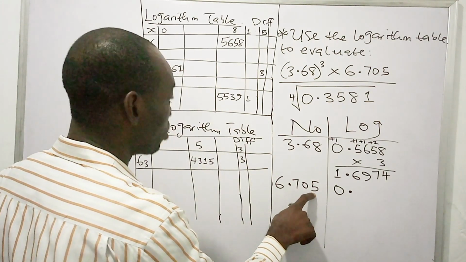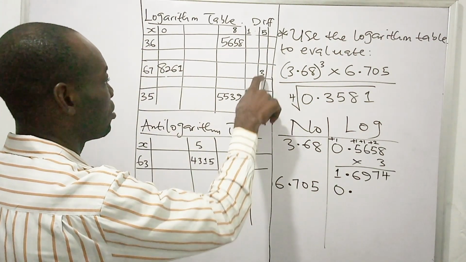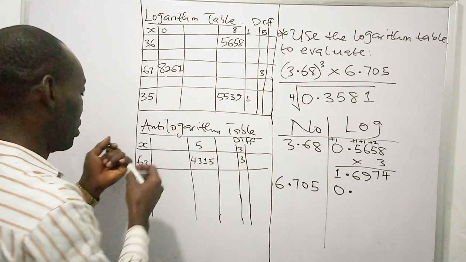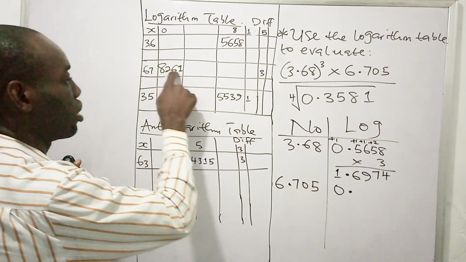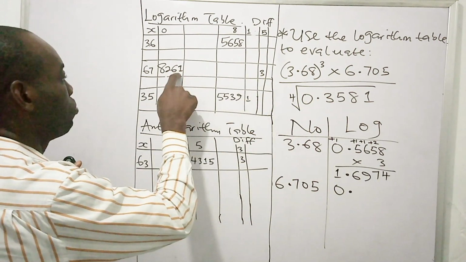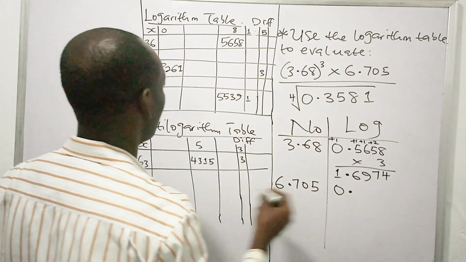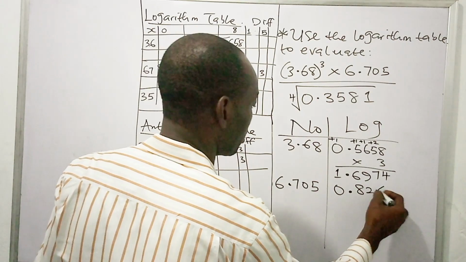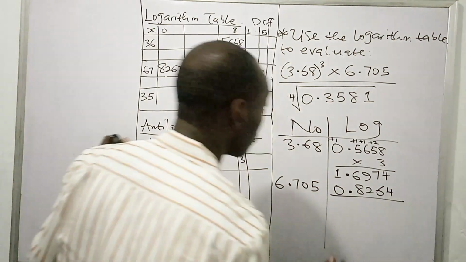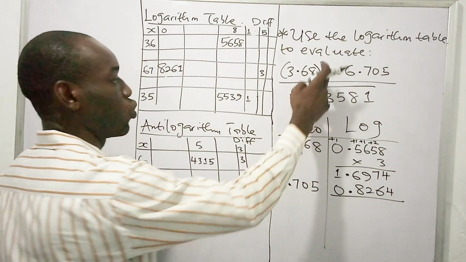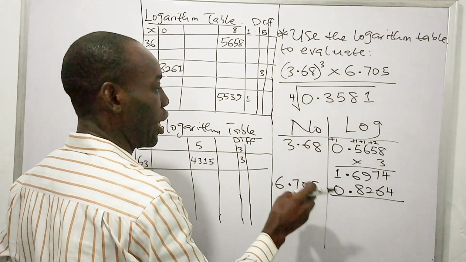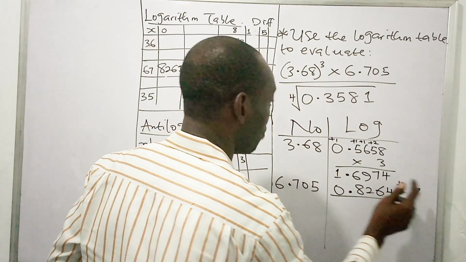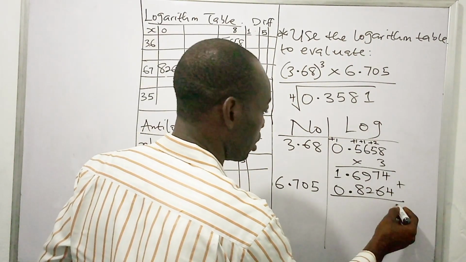While the difference is 5. And difference 5 is 3. And usually we add the difference to the log number. We add the difference. So 3 plus this will give us 8264 when we add the difference. Now in logarithm, the rule is that when we are multiplying, we add.